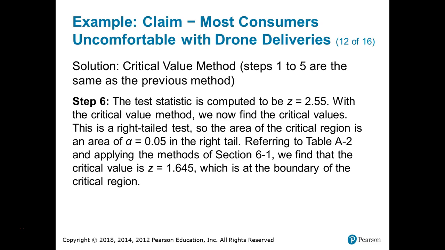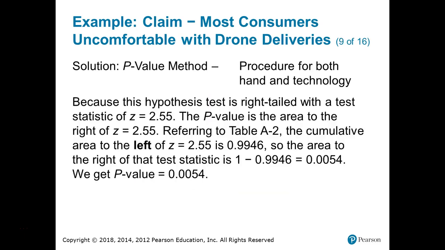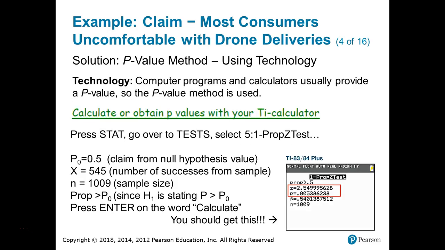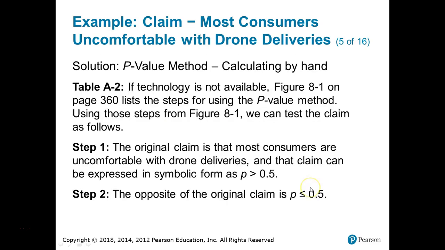Now we are going to solve the same problem using the critical value method. For the critical value method, steps 1 through 5 are the same as the previous method. Step 6 is where it differs. The test statistic is computed to be z equals 2.55. We got that right here, and we also got it from the calculator over here.